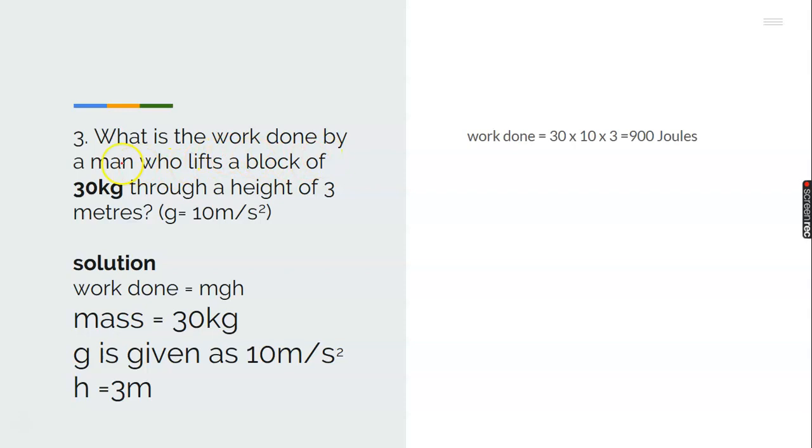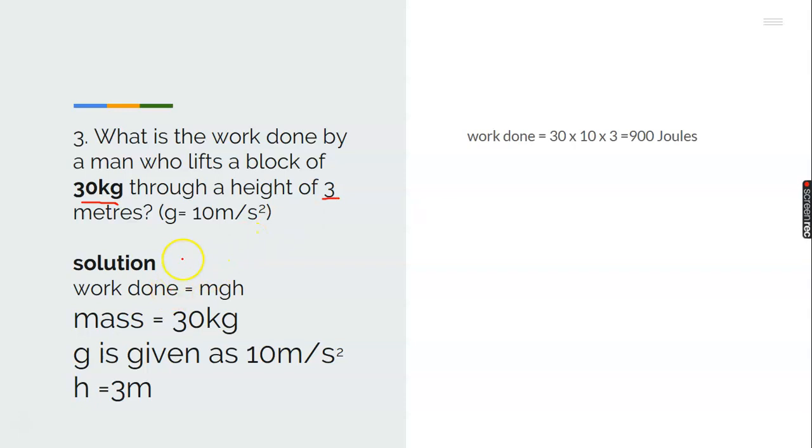What's the work done by a man who lifts a block of 30 kg through a height of 3 meters? One thing you have to notice when you have been given a question is all the parameters. Parameters means all the things given there. Here you are given the mass. Here you are given what? The distance, which could be your height in this case.